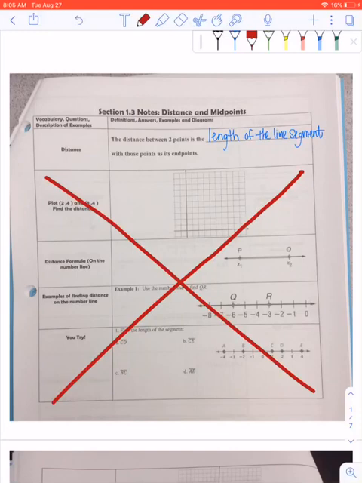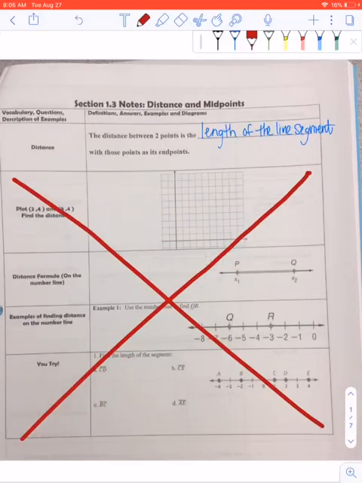So what is the distance? The distance between 2 points is the length of the line segment with those points as its endpoints. So basically if I have a point and another point, the distance between those 2 points is the length of that segment if I were to connect one point to the other point. Okay? Pause the video if you need more time to fill that in.